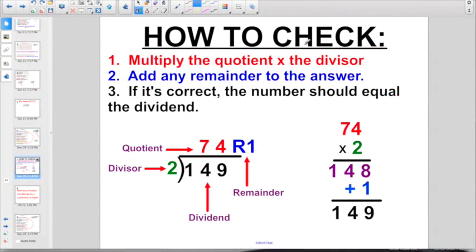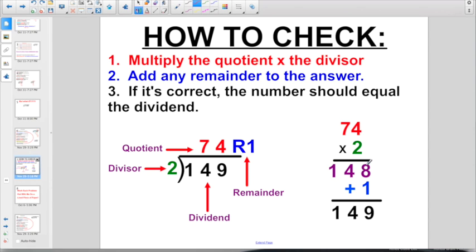How to check. Your first step, because multiplication and division are inverse operations. If I'm checking a division problem, the first thing I want to do is multiply. Multiply the quotient times the divisor, the number you wrote for the answer times the number you're dividing by. Second step, add any remainder to that answer.